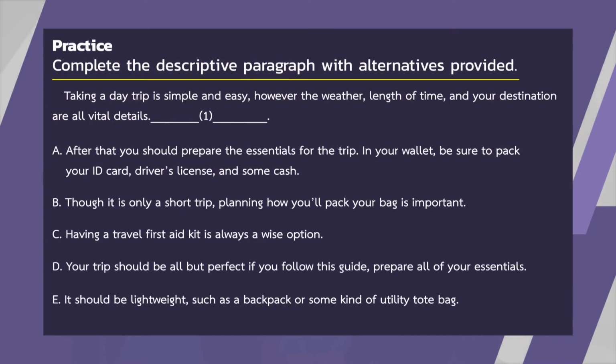Next, the second practice: complete the descriptive essay with the alternatives provided. There are 5 items and you will be given 5 minutes to complete the task.